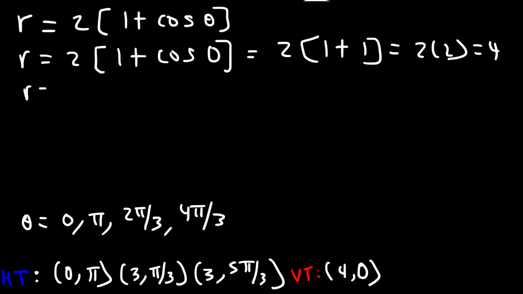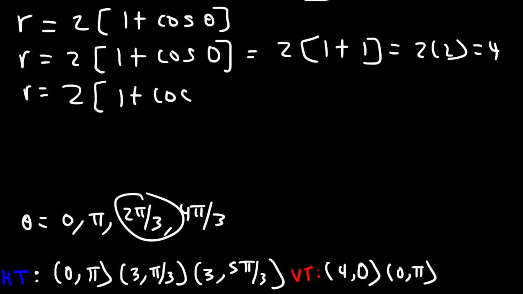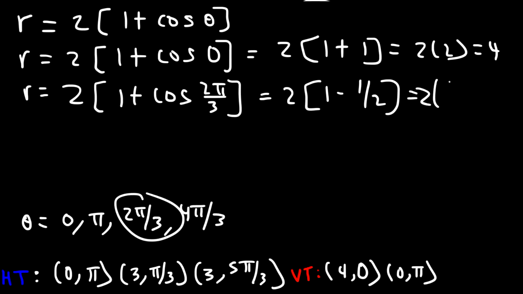Now for the next one, when theta is pi, we already did that. We're going to get 0. So we're going to get 0 comma pi. And then at 2 pi over 3, cosine 2 pi over 3, that's -1/2. So 1 minus 1/2 is 1/2, and 2 times 1/2 is 1. So we're going to have the point 1 comma 2 pi over 3.